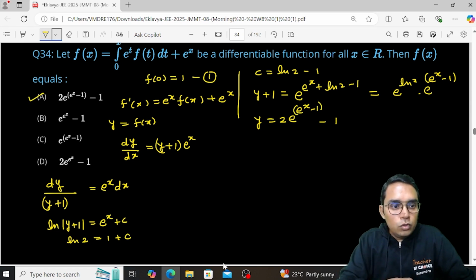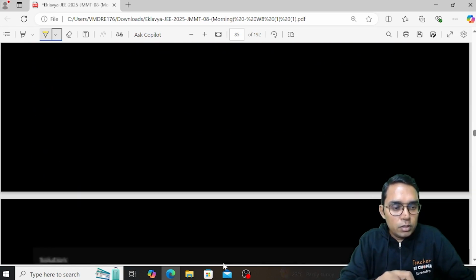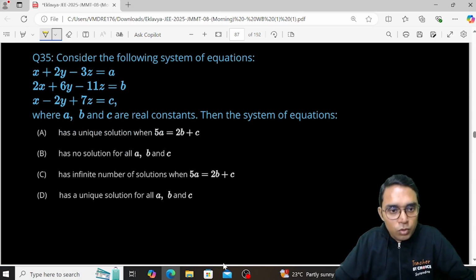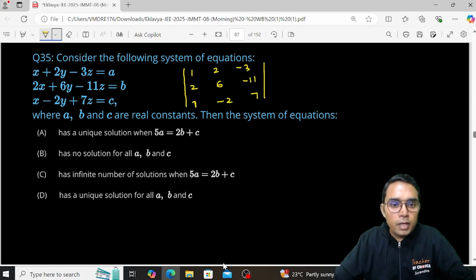Okay, so moving to the next question, question number 35. We are given a system of equations. For unique solution or no unique solution, we always check with the help of the determinant. So here I will write these coefficients: 1, 2, minus 3, and 2, 6, minus 11, and 1, minus 2, and 7. Okay, so we can check whether we are getting the value to be 0 or not 0. There is no unknown here, and this is 1 here.